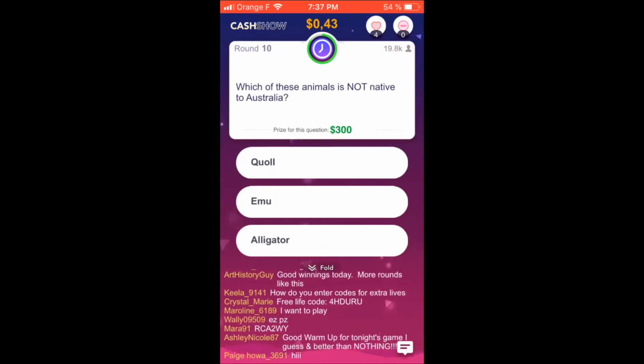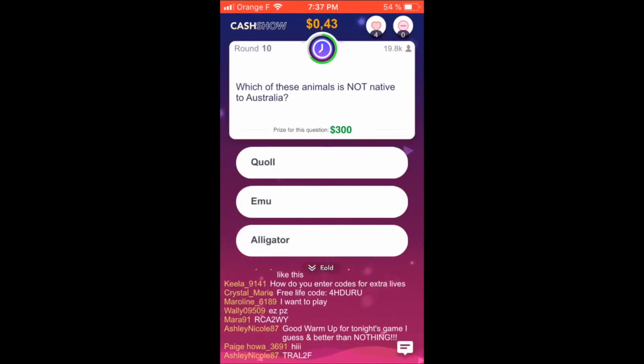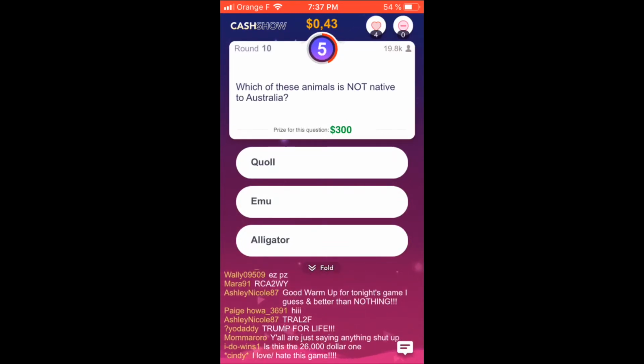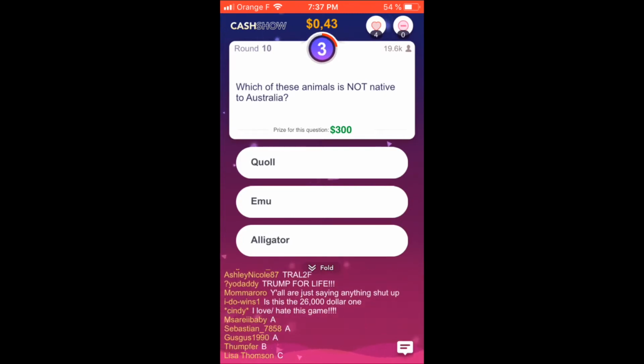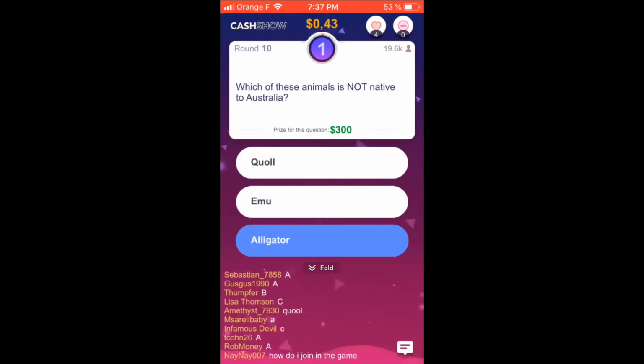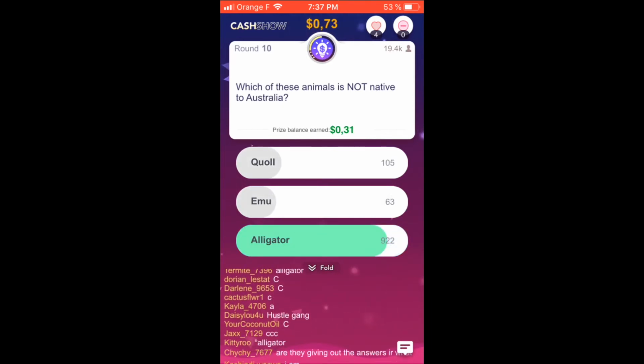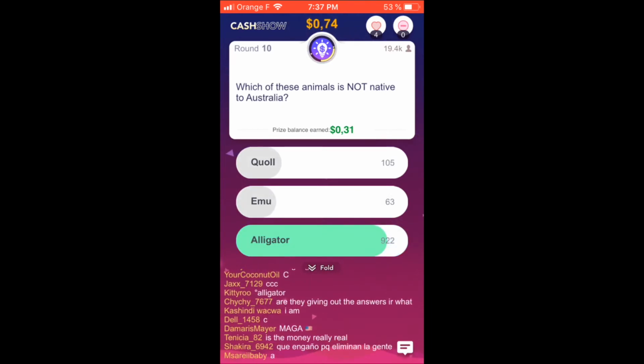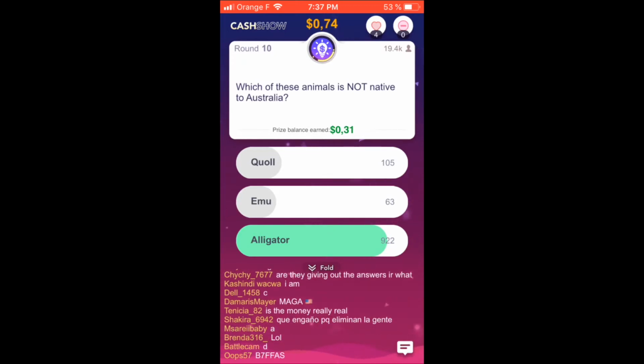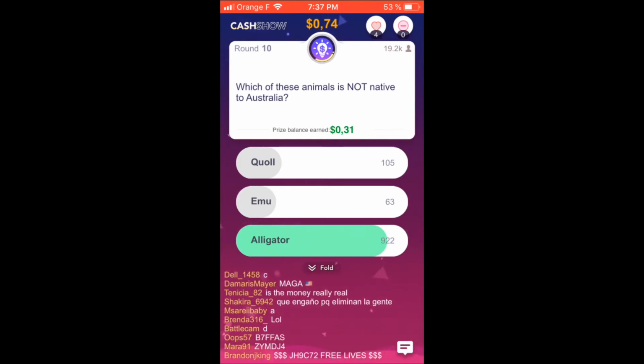Which of these animals is not native to Australia? Quoll, emu, alligator. Although Australia is home to 2 different species of crocodile and has an area called Alligator Rivers, there are no alligators in the country. Alligators are native to only the United States and China.